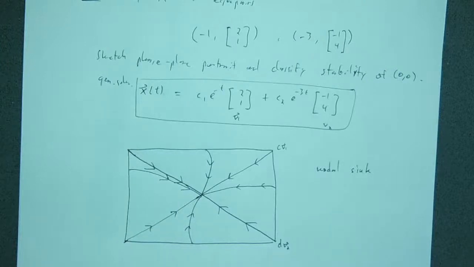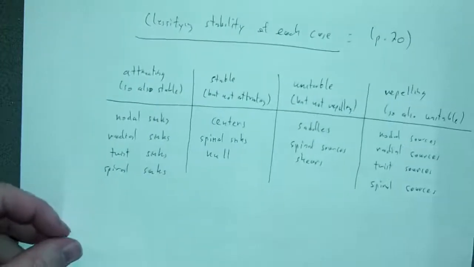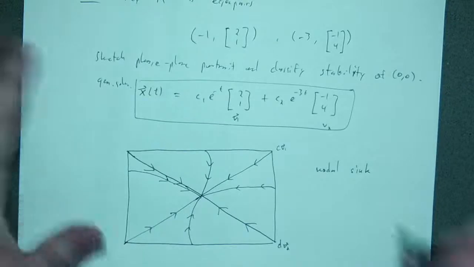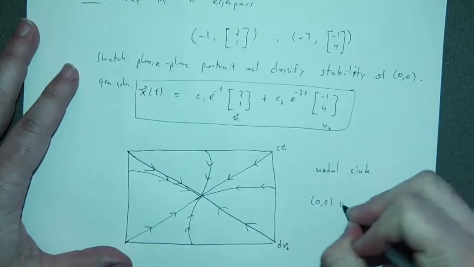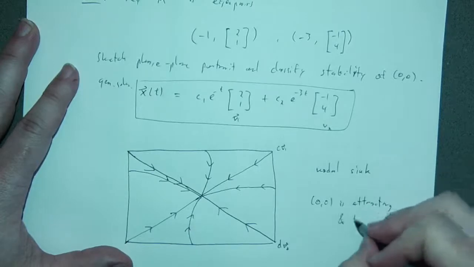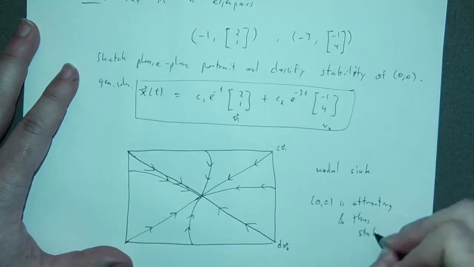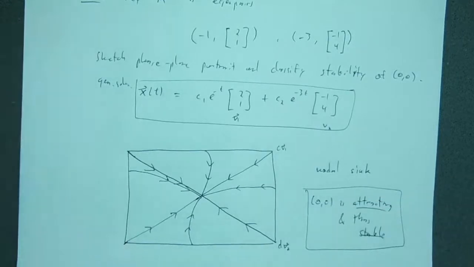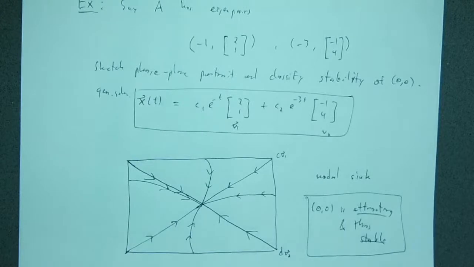Now if I look at this picture here, nodal sink is in the category of attracting, so also stable. So (0, 0) is attracting and thus stable. I want to say all of these things, whether it's attracting, stable, repelling, unstable, stable not attracting, unstable not repelling. I want to say all those things. So that's how this goes.